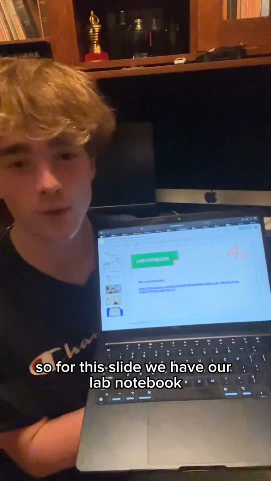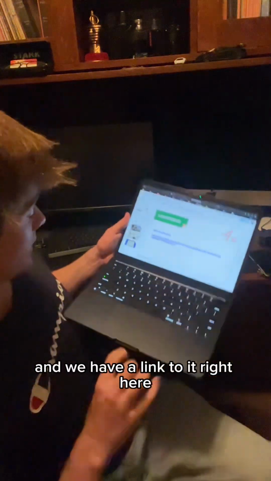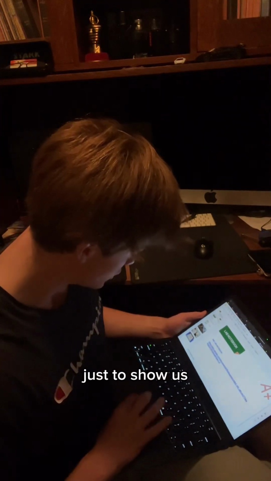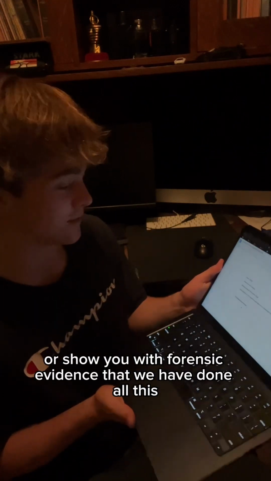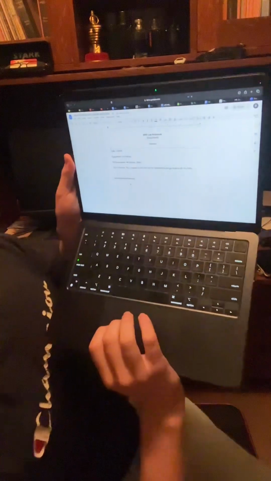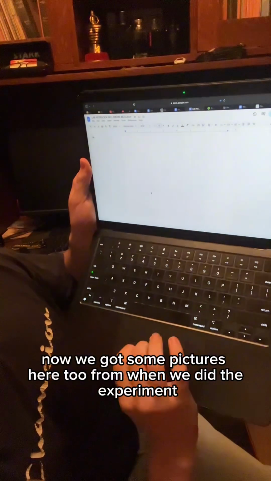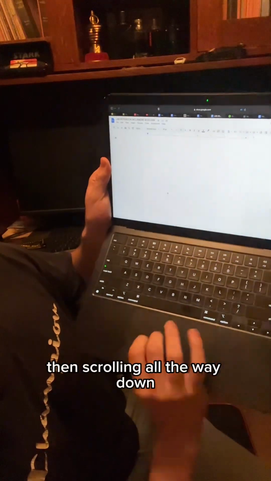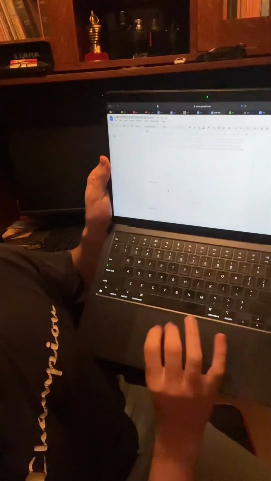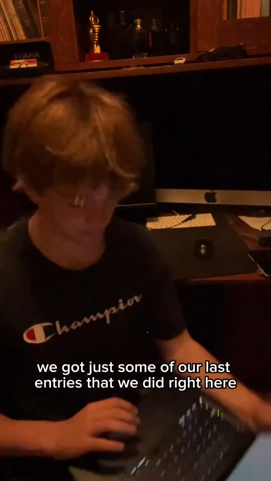So for this slide, we have our lab notebook. This is the BRE lab notebook, and we have a link to it right here, just to show you with forensic evidence that we have done all this. Rolling down, we got some pictures here too from when we did the experiment. And then scrolling all the way down, we got some of our last entries that we did.